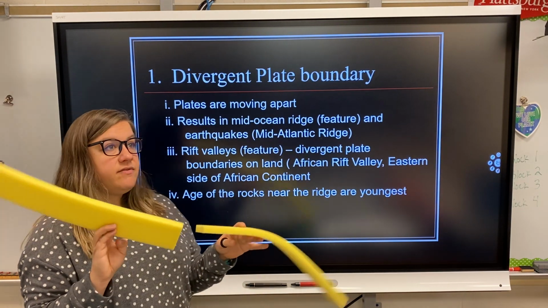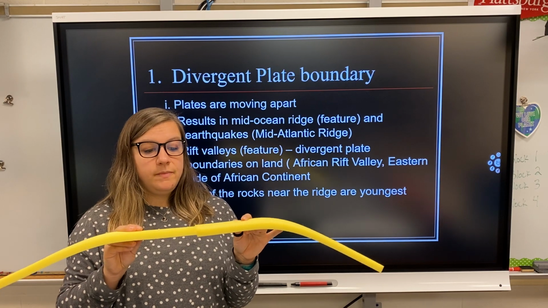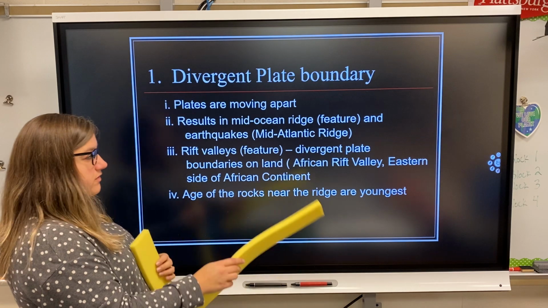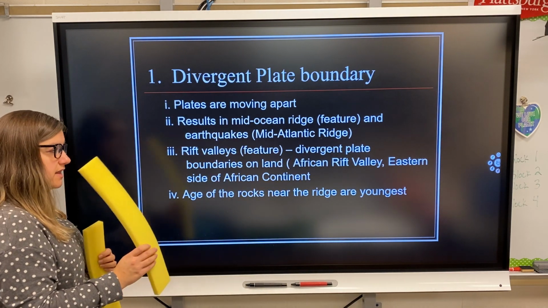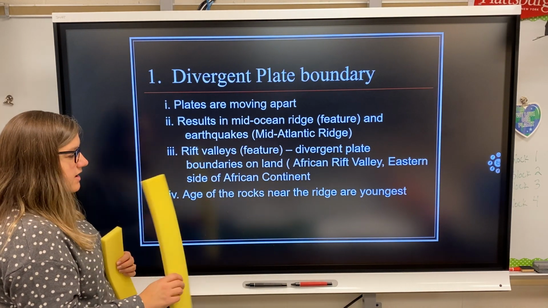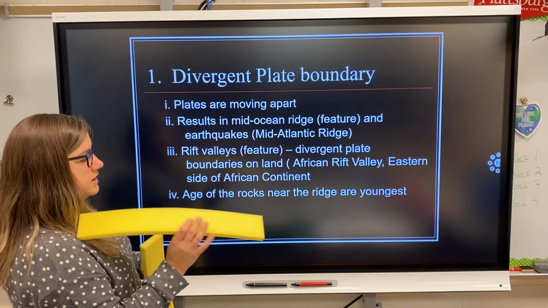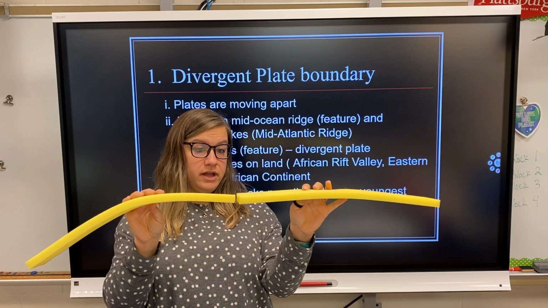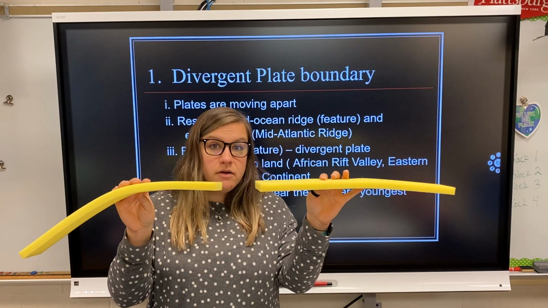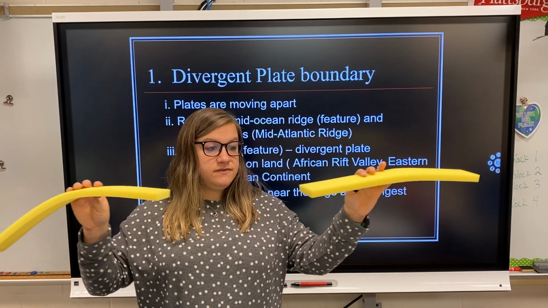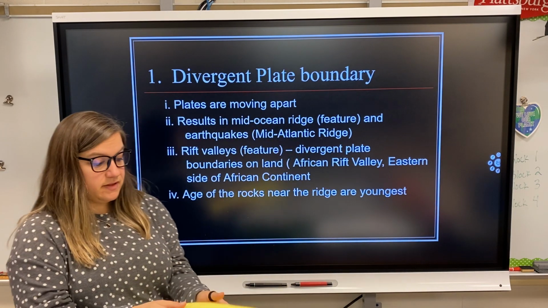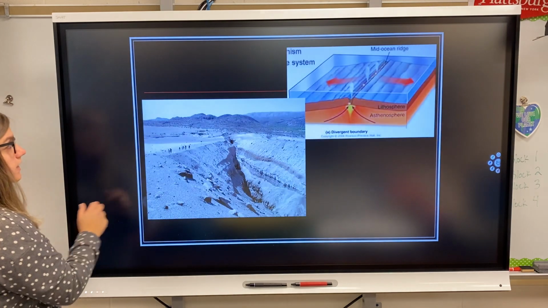You also have them not in the ocean too. Those are called rift valleys then. So there's the East African Rift Valley. That's on the side of the African continent. This is where the age of the rocks near the ridge, at the ridge right here where it's pulling apart, the rocks in the middle here are going to be the youngest. As it gets farther away, those rocks are going to get older. Okay, we talked about that in the last part of this unit.